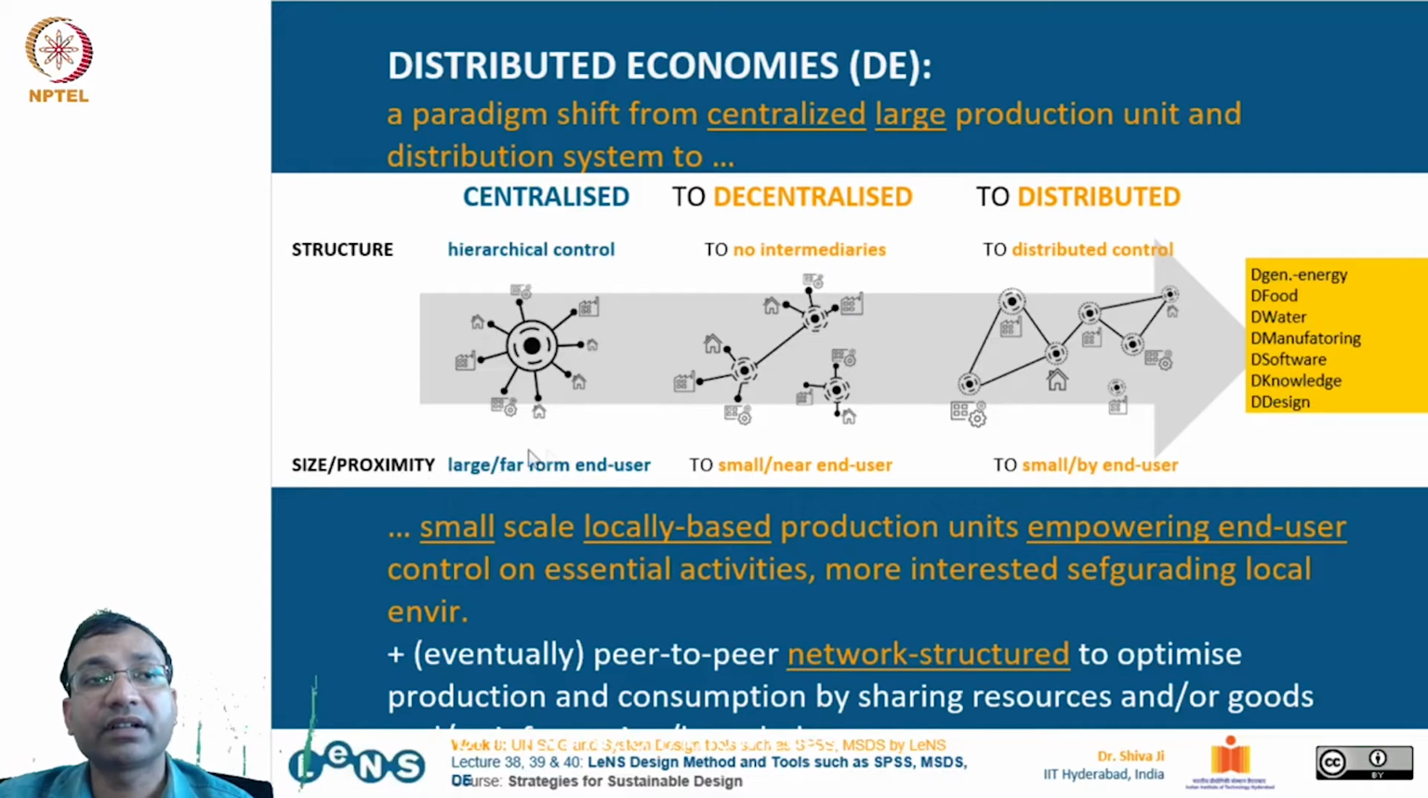If you see, this centralized system works very far from the end user, and in a very large format. This decentralized system works at a smaller scale, but almost near to the end user. But this one works at an even smaller level, and by the end user. So this is where the difference is. So, small-scale locally based production units empower end user control over essential activities, with more interest in safeguarding the local environment. So this is how this concept of SPSS looks.